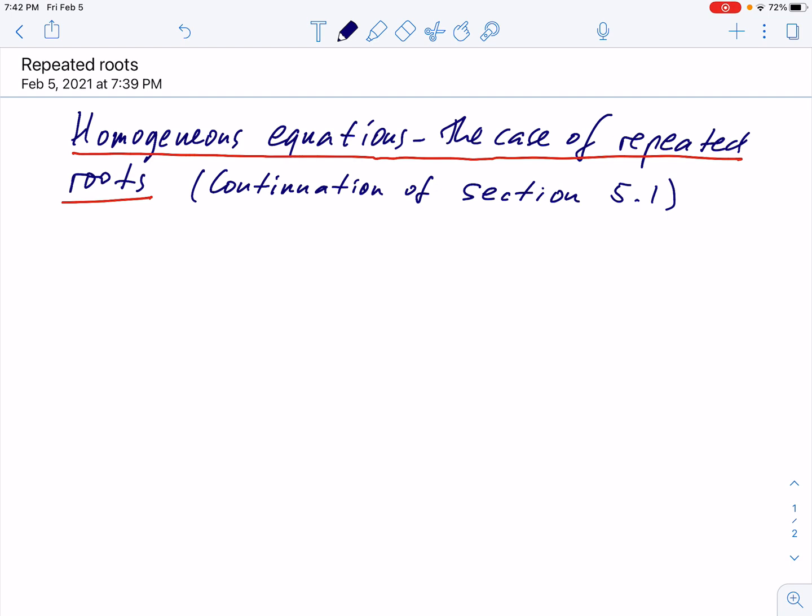Today we shall discuss the case of homogeneous equations where the characteristic equation has repeated roots, a double root. So let's say we have a homogeneous equation, and we write immediately the characteristic equation and solve it by the quadratic formula.